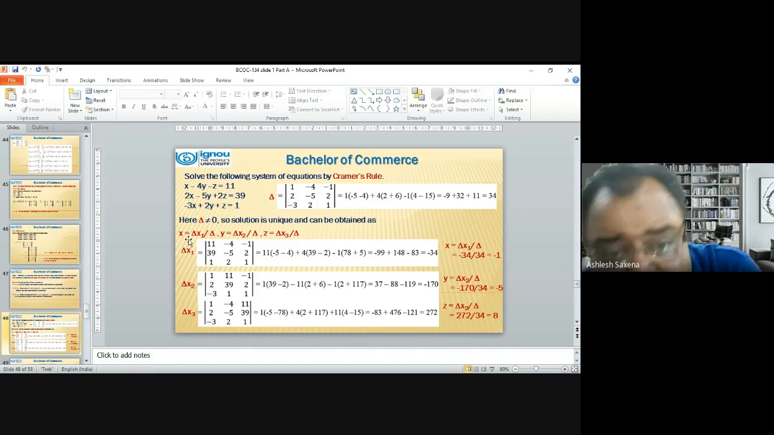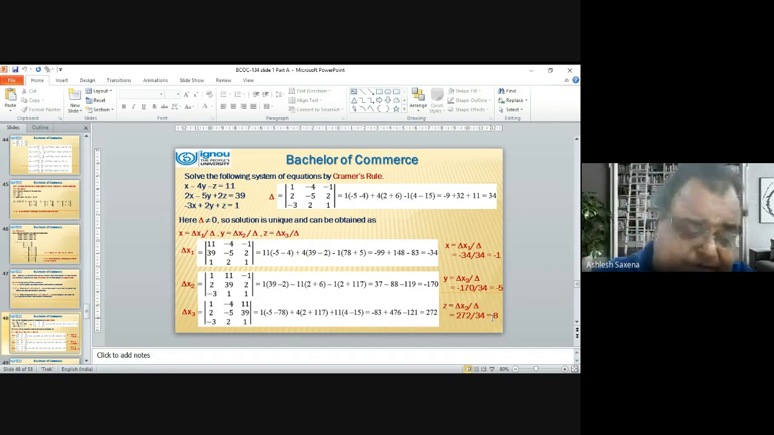Now, going back over here, your x will be minus 34 by 34, which comes out to be minus 1. Delta x2, minus 170 divided by 34, which comes out to be minus 5. Delta x3, this is 272 divided by 34, which comes out to be 8. That means we can say that these equations have a unique solution, and that unique solution is x is equal to minus 1, y is equal to minus 5, and z is equal to 8.